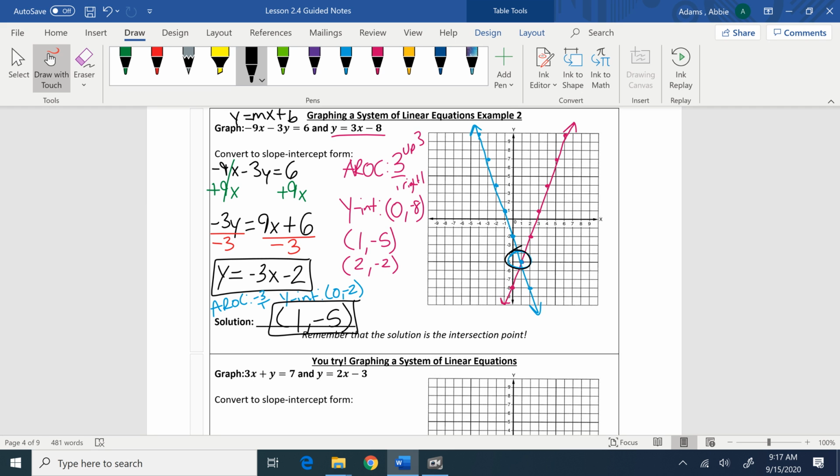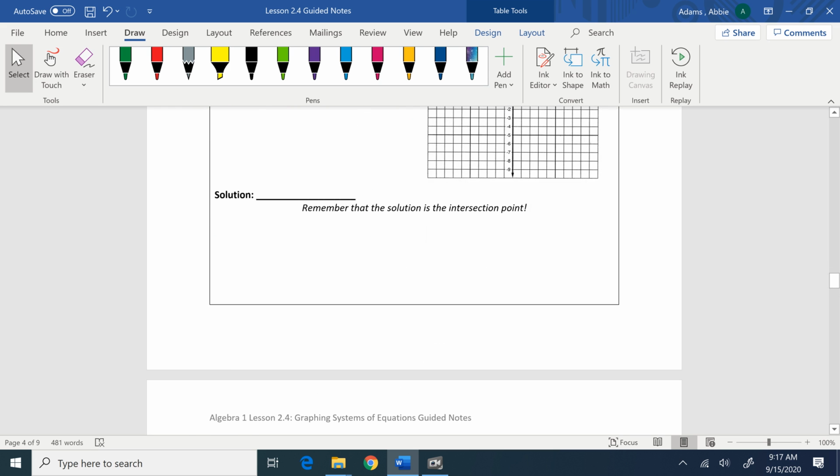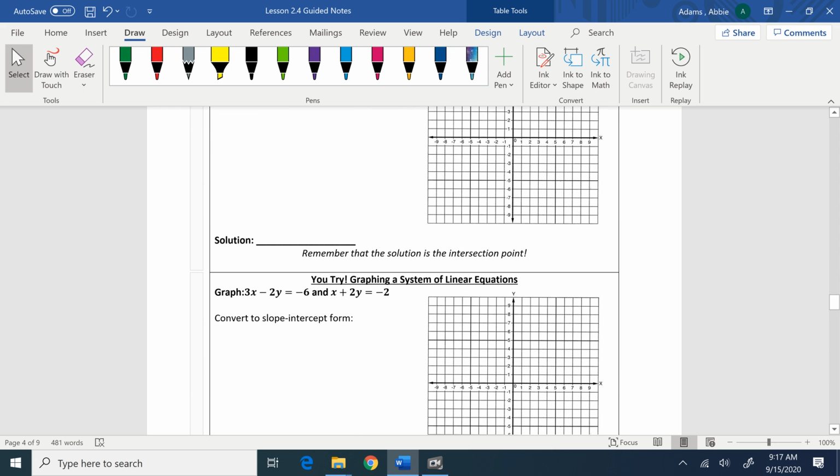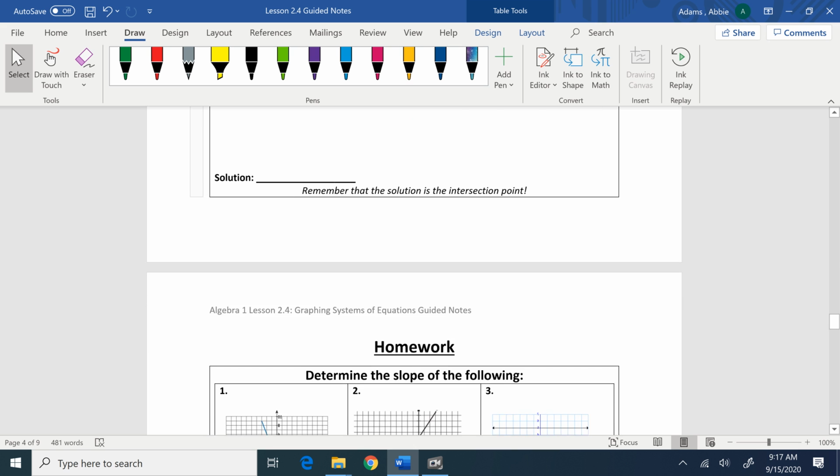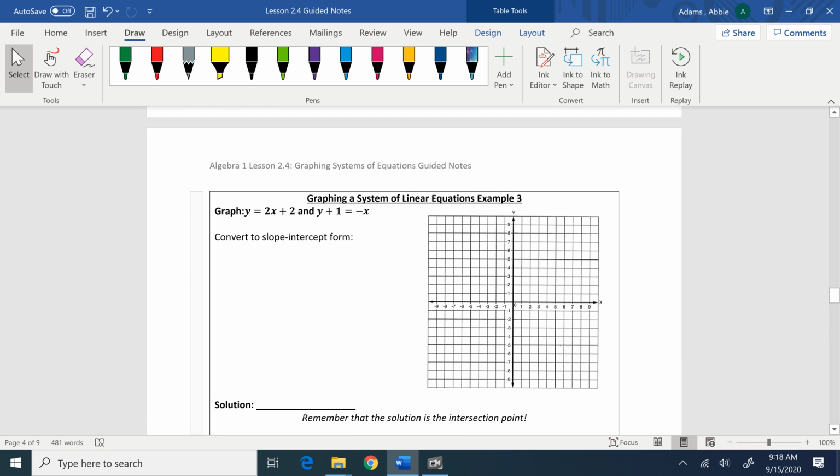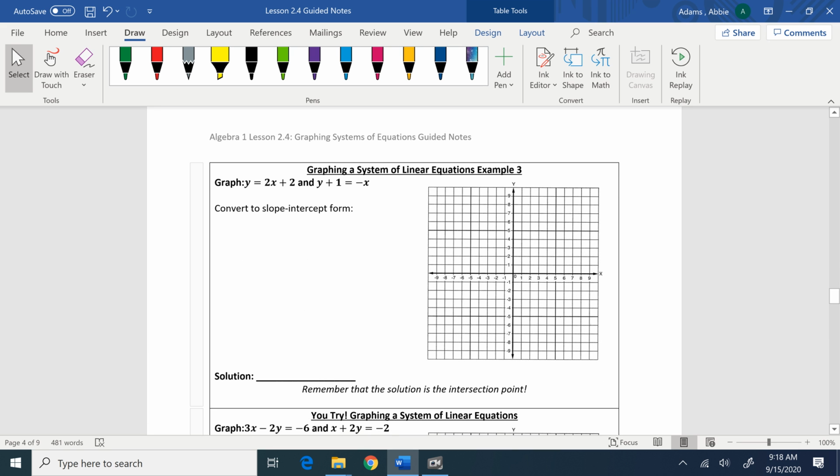Let's do one more example together, and then I'll let you guys practice. I believe we have one more. Yep. Alright, let's look at this last one here. It says to graph y equals 2x plus 2 and y plus 1 equals negative x.